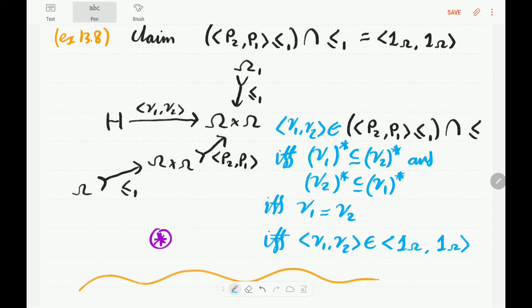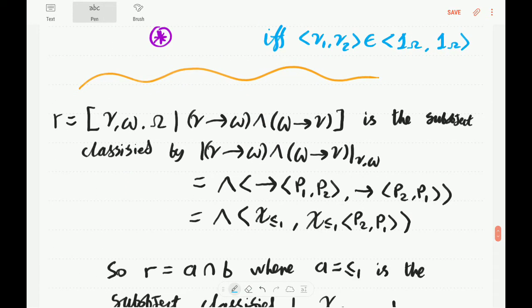And that happens if and only if (v1, v2) is in (1 omega, 1 omega). So these have the same elements, same generalized elements, so they're the same subobject. Okay, now let's use that.